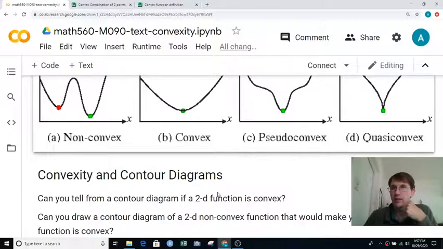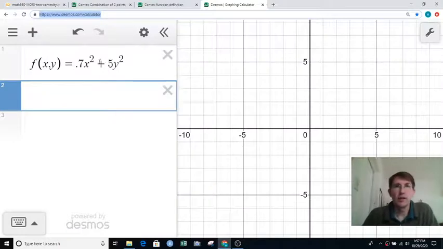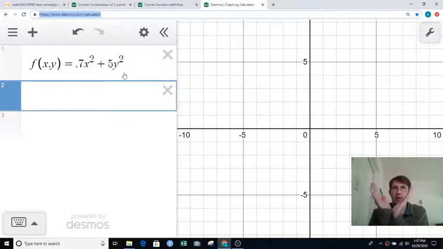So take a sec to think about those, and then we'll go illustrate them in Desmos. All right, so here's a function. Do you think this function is convex? That is concave up. Well, we see nothing but positives, so it's probably got a parabola this way for x and a parabola that way for y.